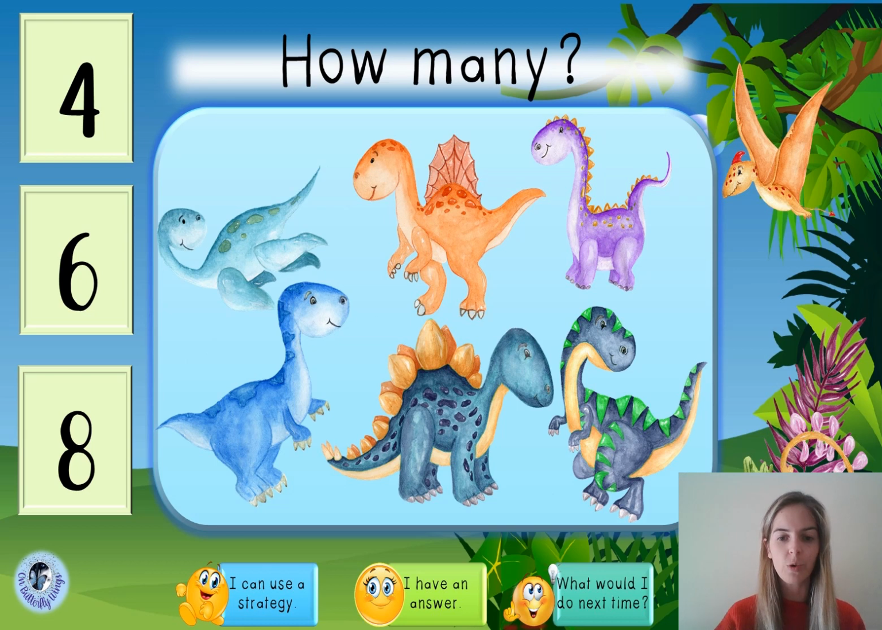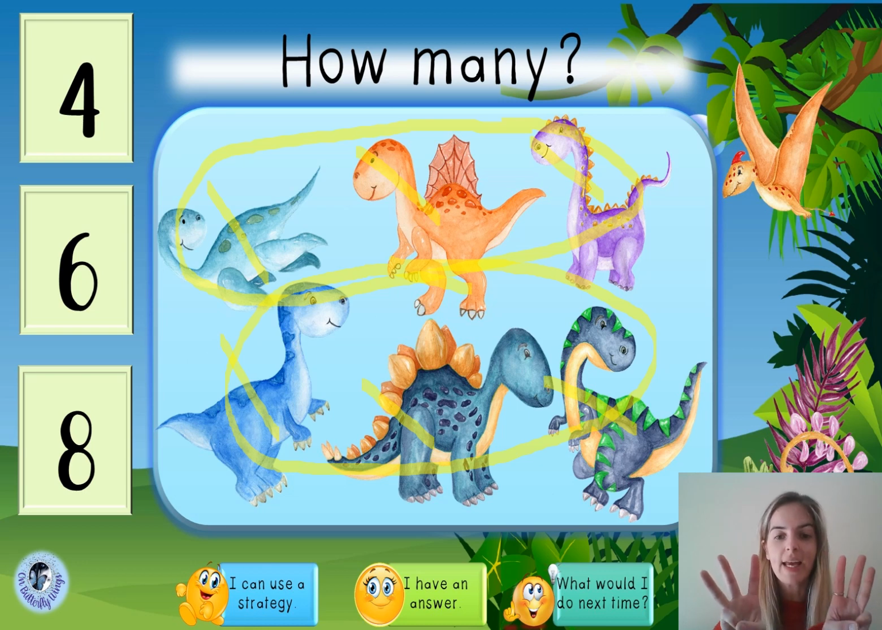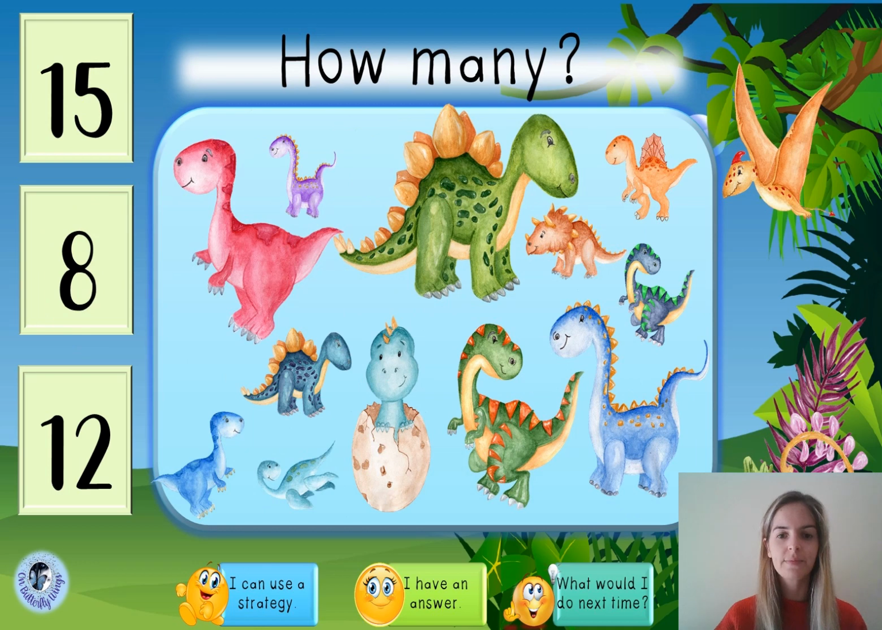Okay, let's count them all together. 1, 2, 3, 4, 5, 6. And if I was just looking at that, I could see here I have a group of 3 and then I have another group of 3, and we know that 3 plus 3 is 6. So our answer here is 6. Okay, let's look at another one.